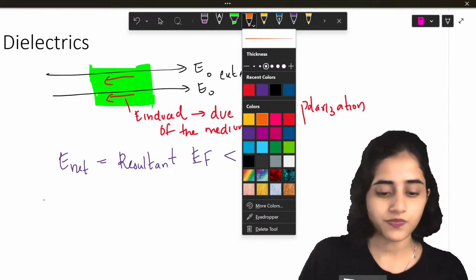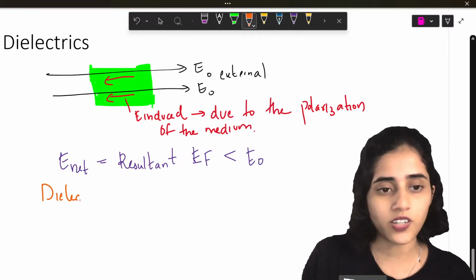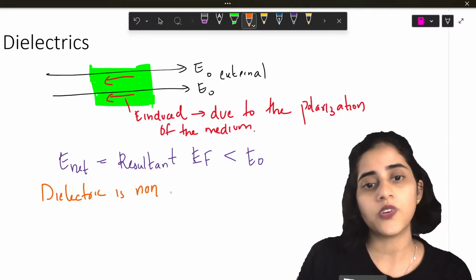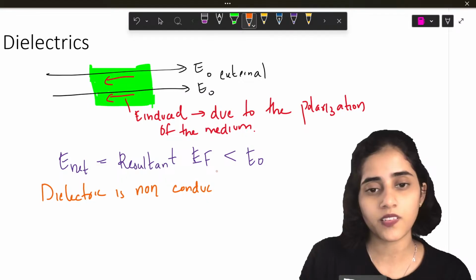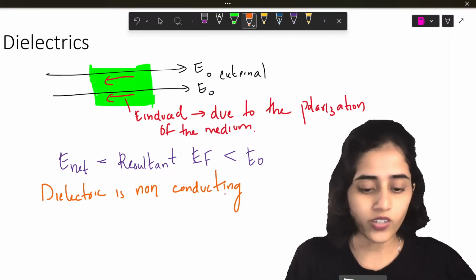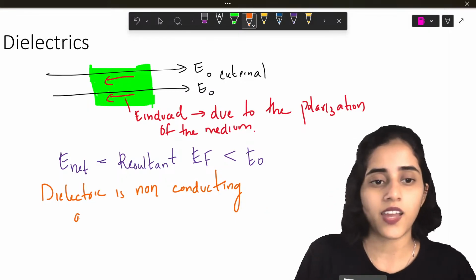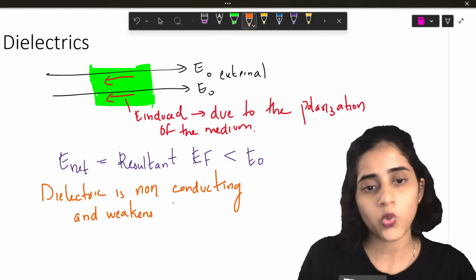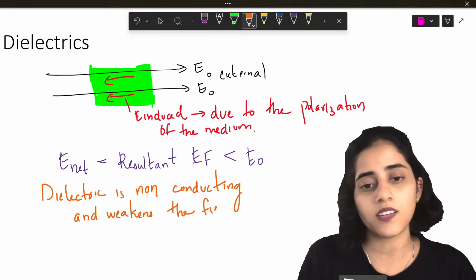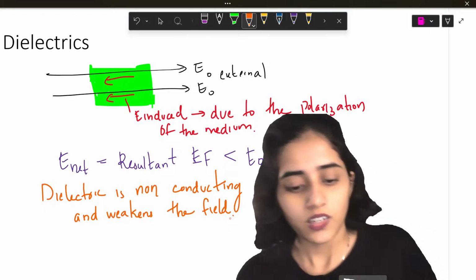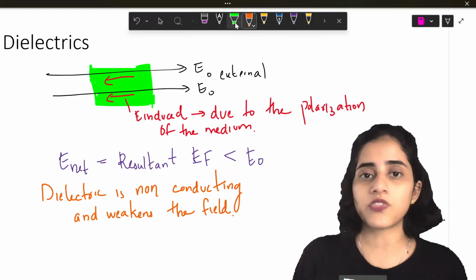Dielectric. So a dielectric is non-conducting and weakens the field. Okay. Now, what will the net electric field value be?